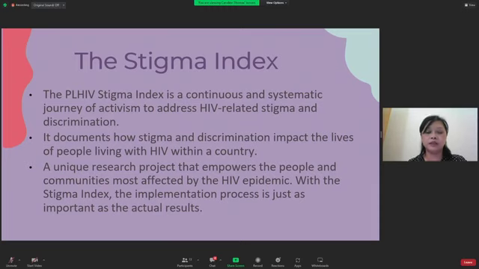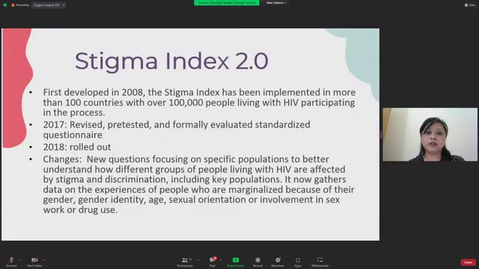All the processes involve people living with HIV. Actually, people living with HIV or the organizations led by people living with HIV is a non-negotiable part of the process of the stigma index study. And then it was first developed in 2008. The stigma index has been implemented in more than 100 countries up until now, with over 100,000 people living with HIV participating in the process. In 2017, it has been revised and pre-tested and formally evaluated for its standardized questionnaire.